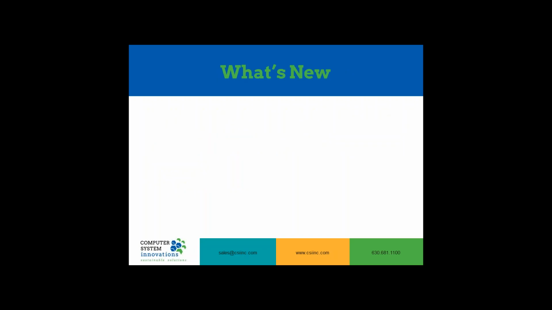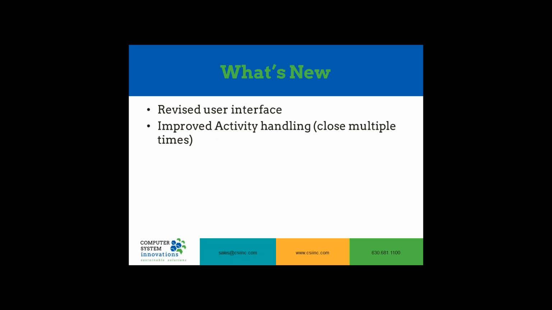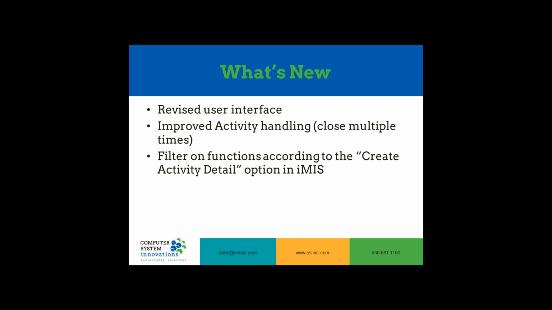All right, so what have we added that you might not have known about? If you've noticed, the interface has been cleaned up a little bit, which is kind of nice. We've improved the activity handling. That's the ability to close multiple times that I talked about and add new functions, events, or CEUs. You can filter on functions, basically that create activity detail option. So if that option is checked in IMIS, I can choose that option in Meeting Closer, and it'll automatically create the appropriate functions. We added the event type when filtering, so you can now actually filter not only between expos and events, but you can filter by code in there.